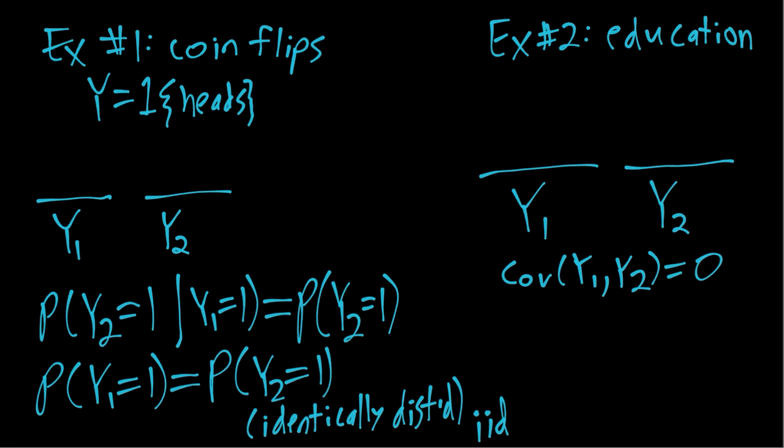Similarly, in the second example, because both Y1 and Y2 are just a random individual from somewhere on Earth, they're coming from that same population, so they have the same distribution. So here we also have IID sampling.